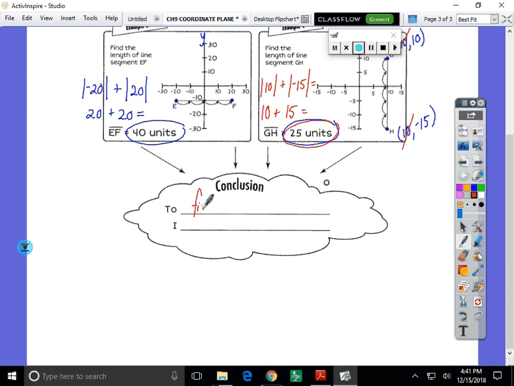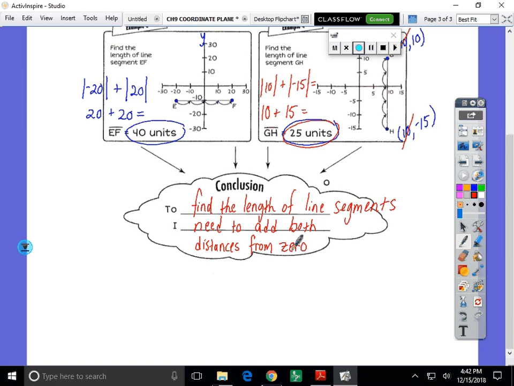To find the length of line segments, right? I need to do what? I need to add the distance to the positive with the distance to the negative, right? I need to add both distances. Maybe I say both distances from 0. And this is only true when what? When we cross the axis. Whether it's an x-axis or a y-axis, you're moving from a negative to a positive.